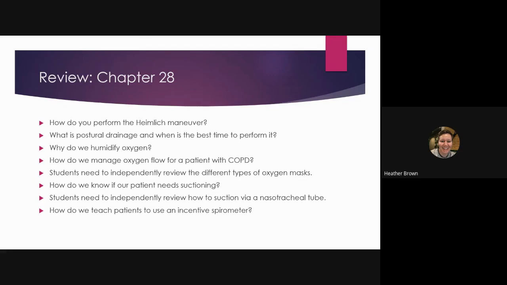The next thing, how do we know if our patient needs suctioning? If you just look at them, you're like, I don't know, maybe needs suctioning. So trouble breathing is definitely something you're going to look at, like, oh, they've got trouble breathing.